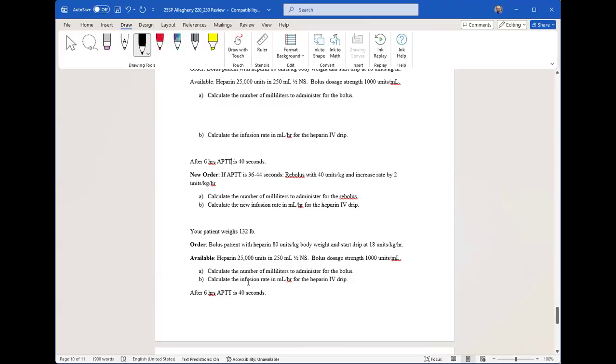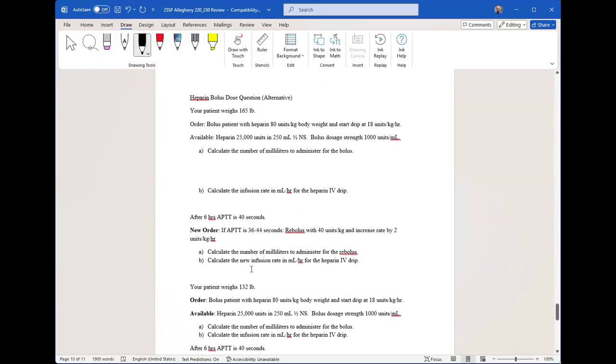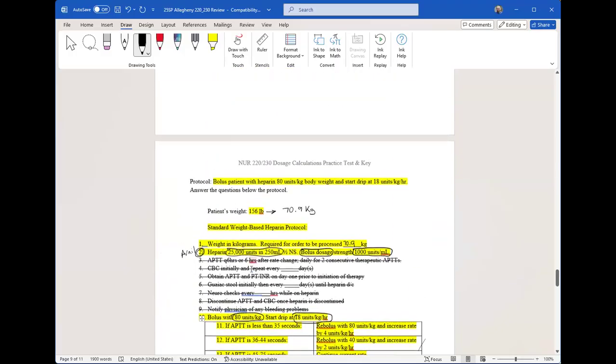Are there any questions on the heparin protocol, calculating a bolus dose, calculating infusion rate? You'll probably have more questions as you go through some of these, and I understand that. So D's good. All right. Glad to hear it.